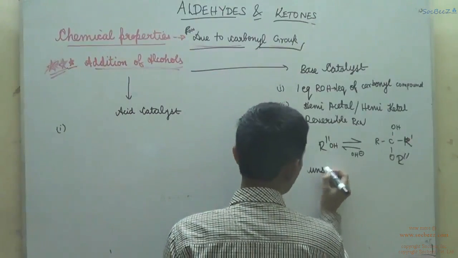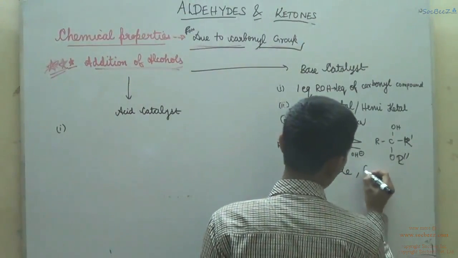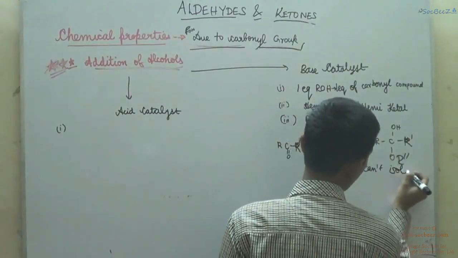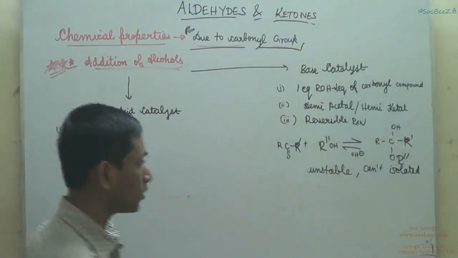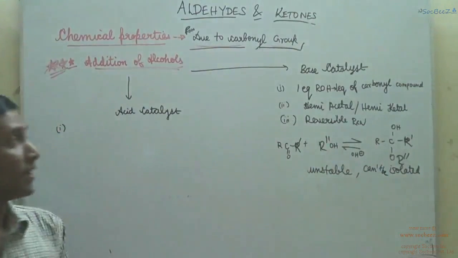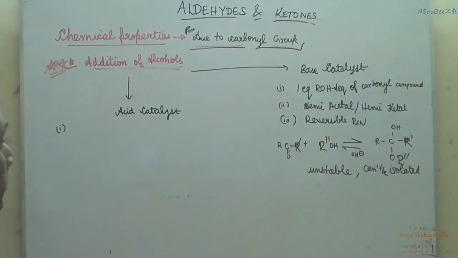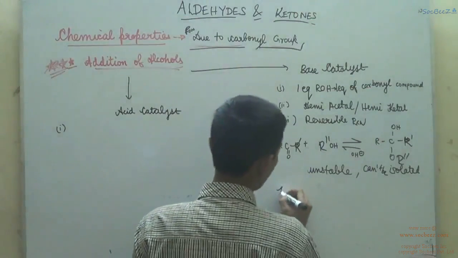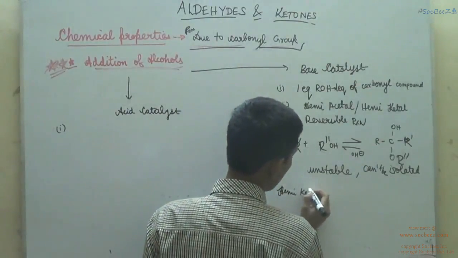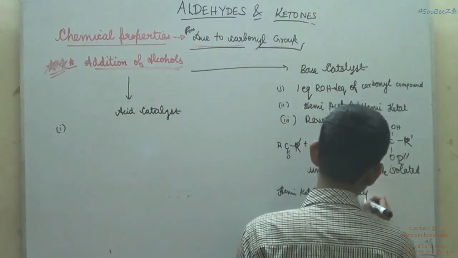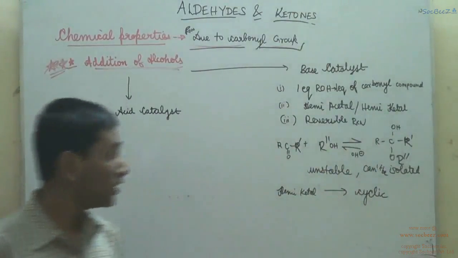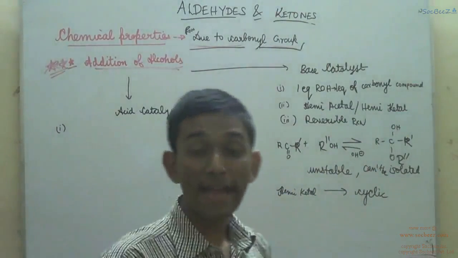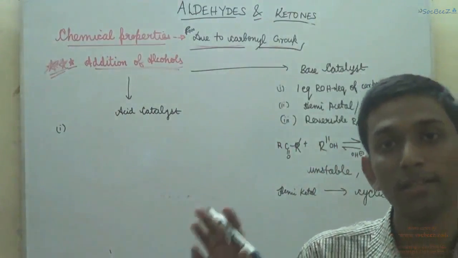These hemiacetals and hemiketals are generally unstable, so you cannot isolate them. Since they are highly unstable, it's very difficult to isolate them. These hemiacetals or hemiketals become stable by forming cyclic compounds when both the carbonyl group and the attacking alcohol are present in the same compound.